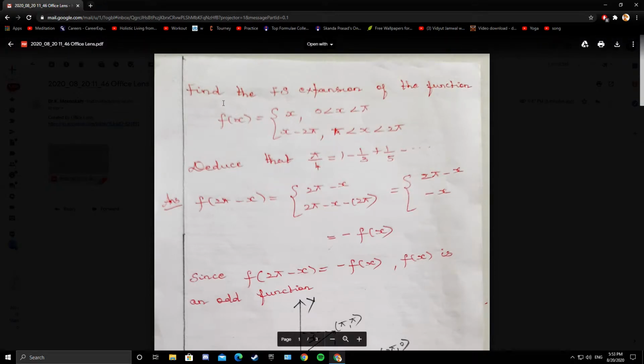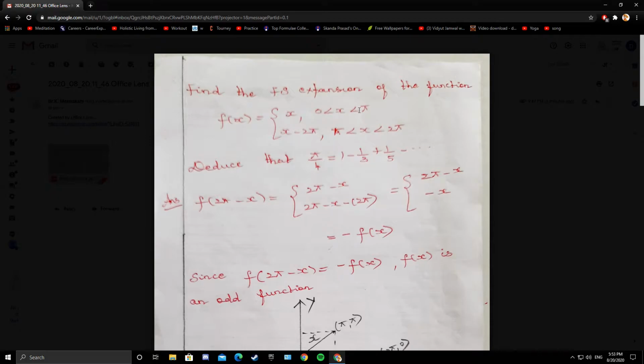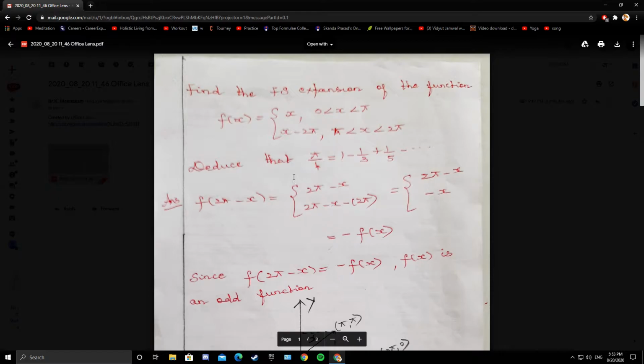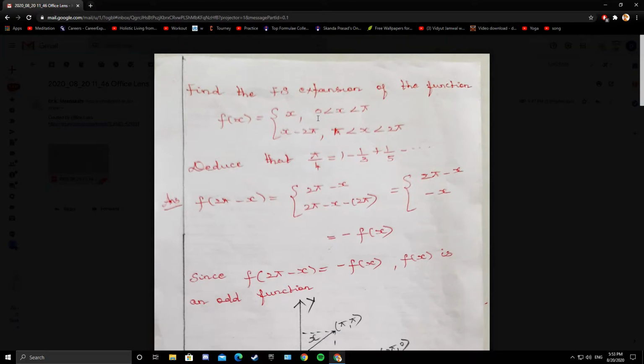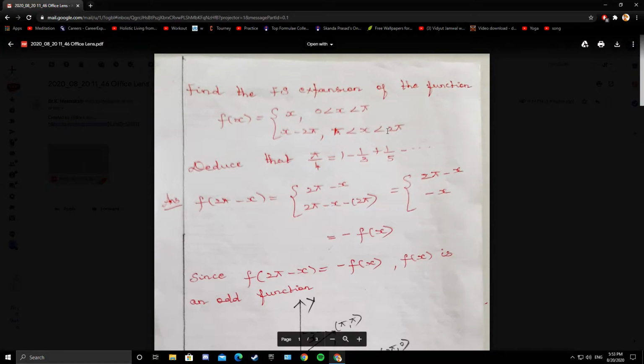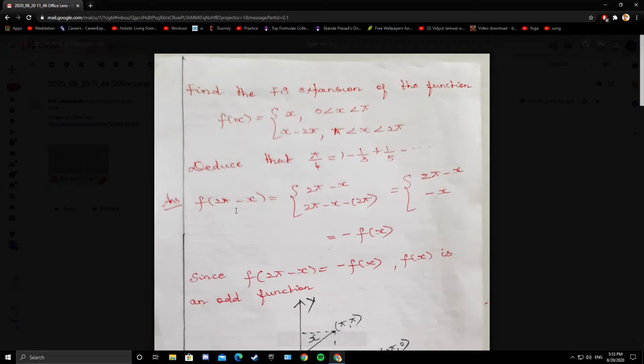Find the Fourier series expansion of the function f of x equals x from 0 to pi, and x minus 2 pi from pi to 2 pi. You are given a function defined in the interval with 0 as the lowest endpoint and 2 pi as the highest endpoint. So the first thing you have to do is replace x by 2 pi minus x. f of x is defined in the open interval 0 to pi. Replace x by 2 pi minus x.